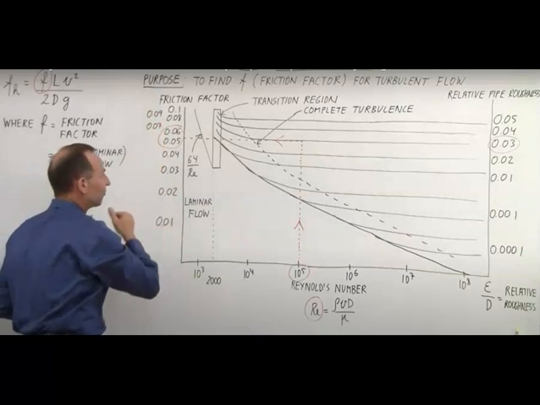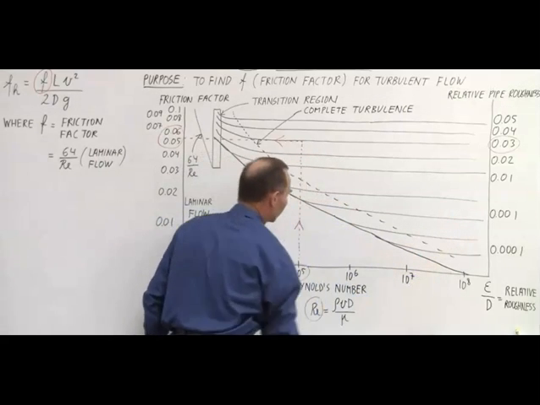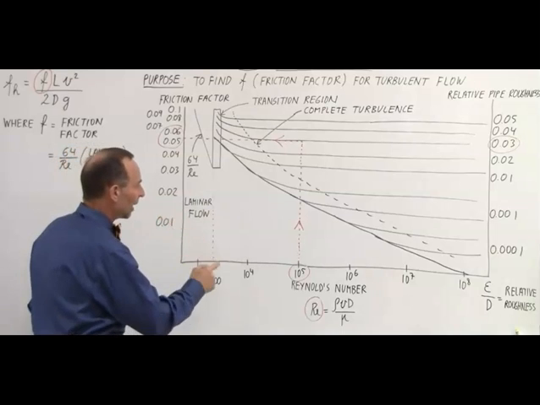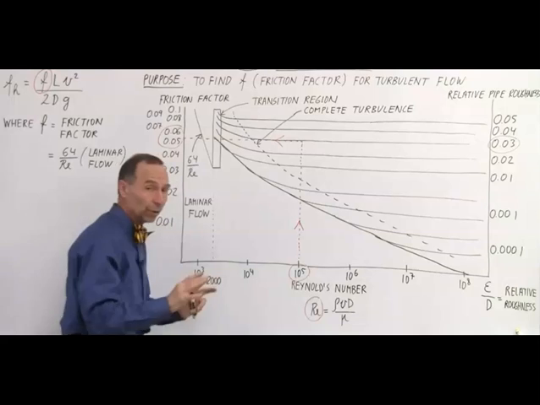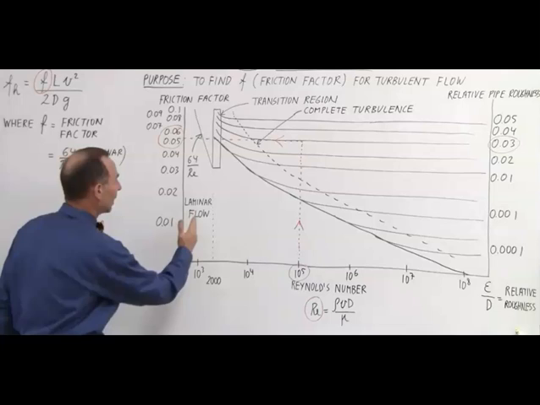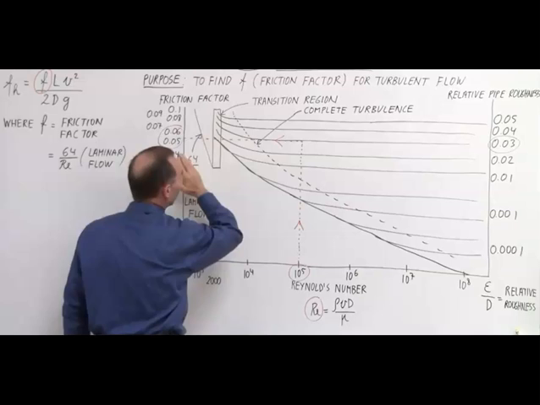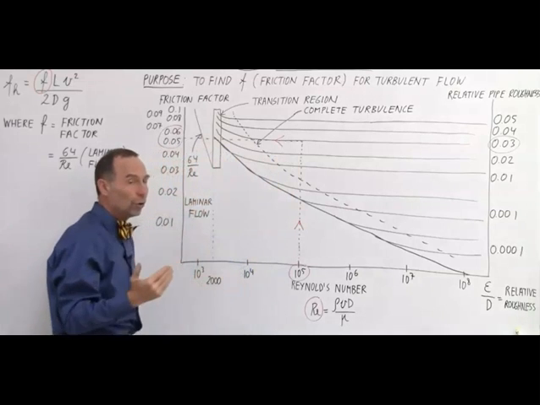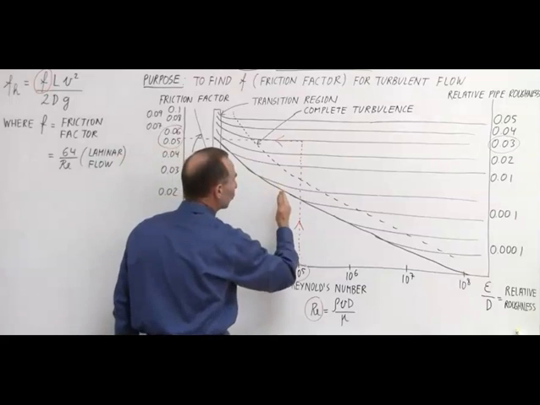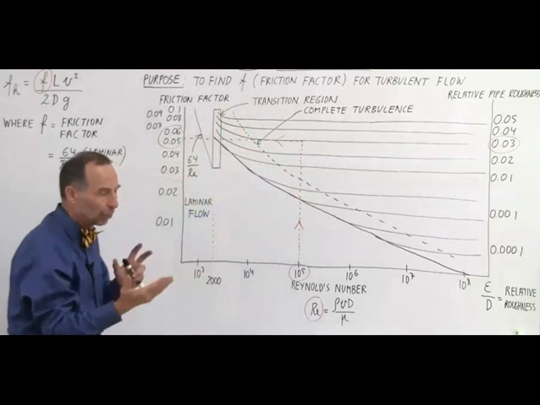So on this diagram, on the left side we have the friction factor, on the right side we have the relative pipe roughness, on the bottom we have the Reynolds number. Notice that we start by calculating the Reynolds number, so that would be no different, but let's say that the Reynolds number is greater than 2000. Below 2000 we have laminar flow. Above 2000 we first have what we call the transition region, and then we have turbulent flow. Notice that not until the Reynolds number gets well above the 2000 range, we have what we call complete turbulence.